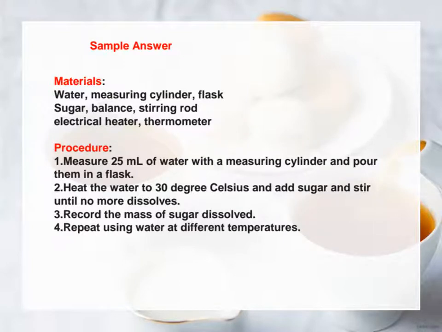What is the procedure of my experiment? I'm going to measure 25 milliliters of water with a measuring cylinder and pour them in a flask. I'll heat the water to 30 degrees Celsius and add the sugar and stir until no more sugar will be dissolved. I record the mass of this sugar dissolved. Then I repeat the same procedure at different temperatures.